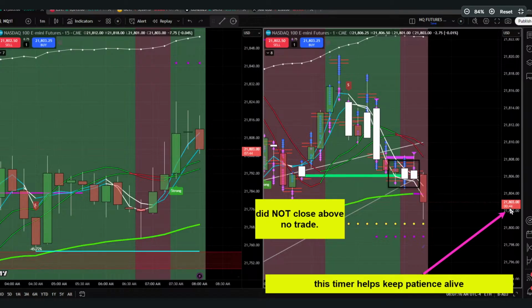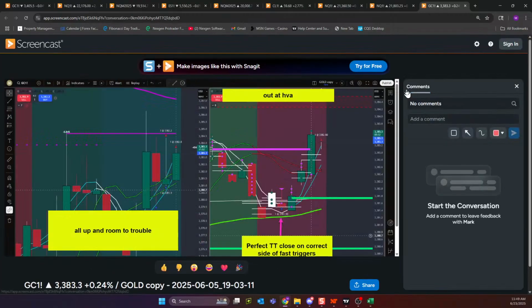And this timer for me is just heaven sent. I'm like, okay, I could try to anticipate the close, but I've still got 44 seconds. I have 44 seconds for this market to crash right through it. So that's your patience piece on these trend trades: waiting for that close on the correct side.